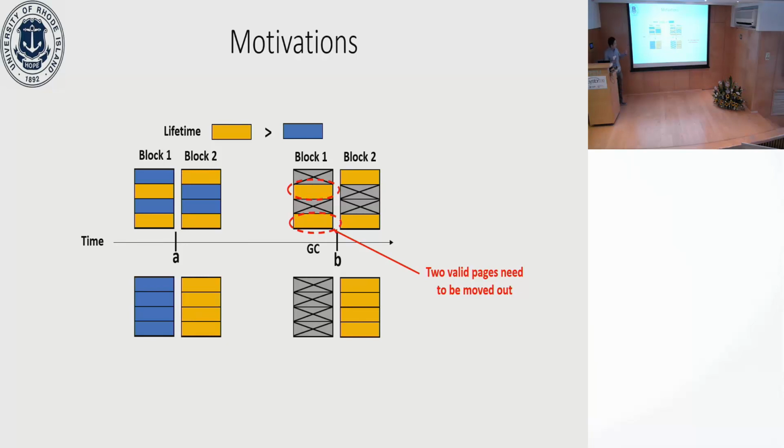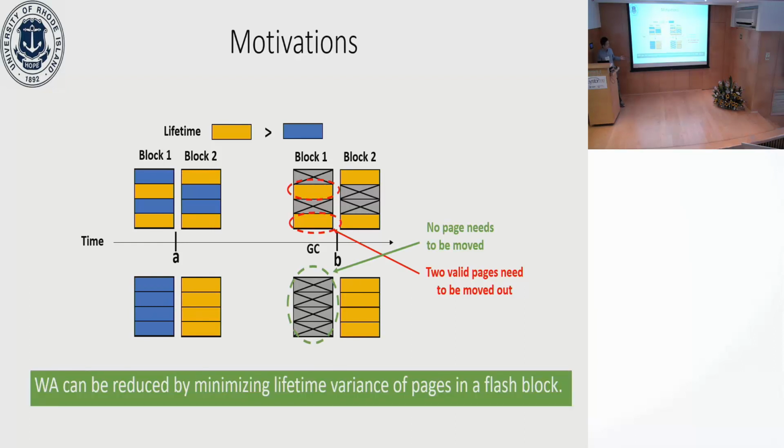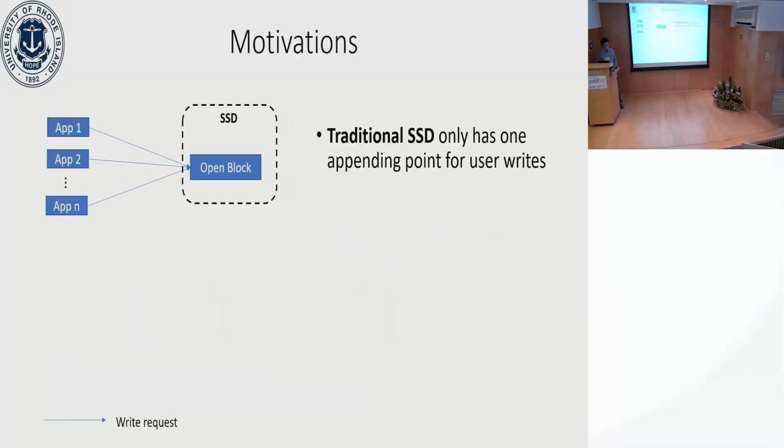However, if we can separate them into different erase units according to their lifetimes, as shown here, then at time point B, no pages need to be moved. From this, we know that write amplification can be reduced by minimizing the lifetime variance of pages in a flash block. To reduce that variance, multi-stream SSD was proposed recently.